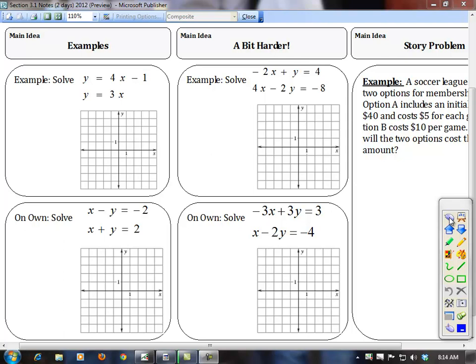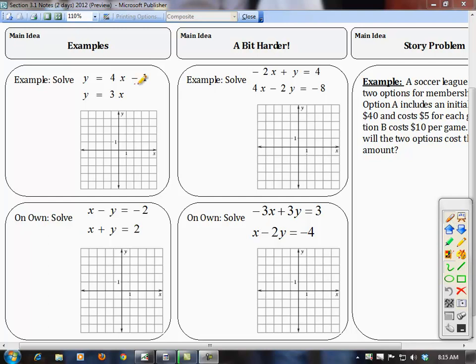In order to get the notes points for tonight, you have to complete the one that's on your own, or the 2 that are on your own, showing me that you were able to at least practice or give me a good attempt. Okay, so let's start with the first one, and these are nice and easy. They're both set for us in terms of y equals. So what we're going to do is start graphing these.